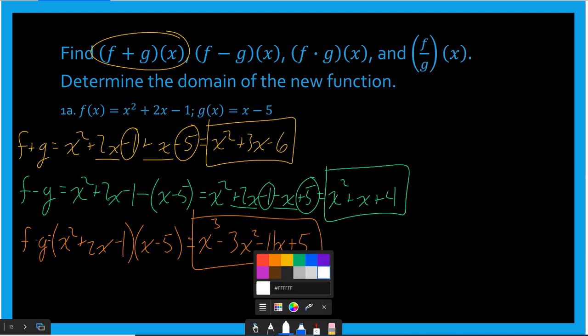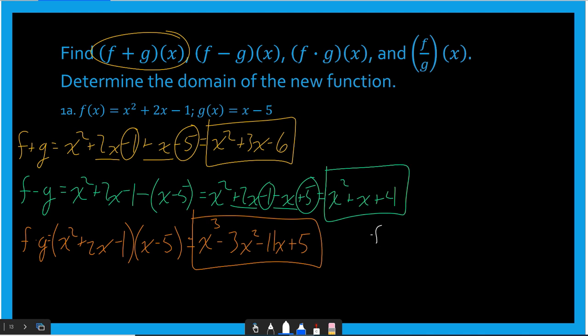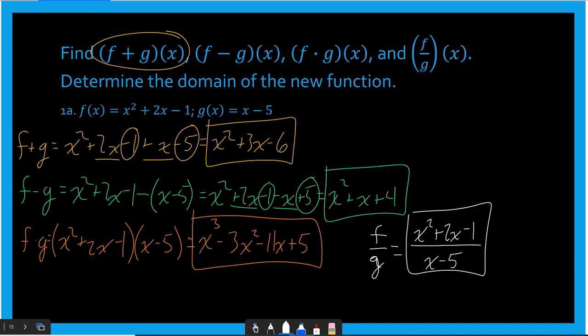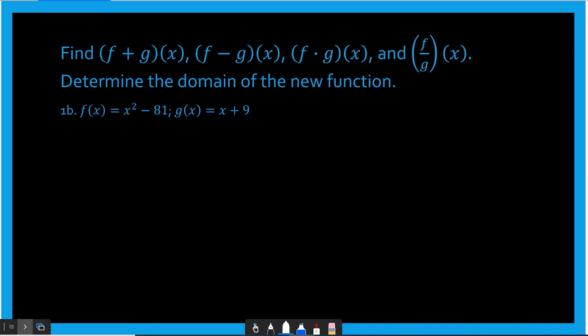And finally, we have our division. f divided by g is equal to x squared plus 2x minus 1 divided by x minus 5. And for now, we can just leave it like that. We'll talk about long division another day. Go ahead and try these for example B. We'll show that in another video.